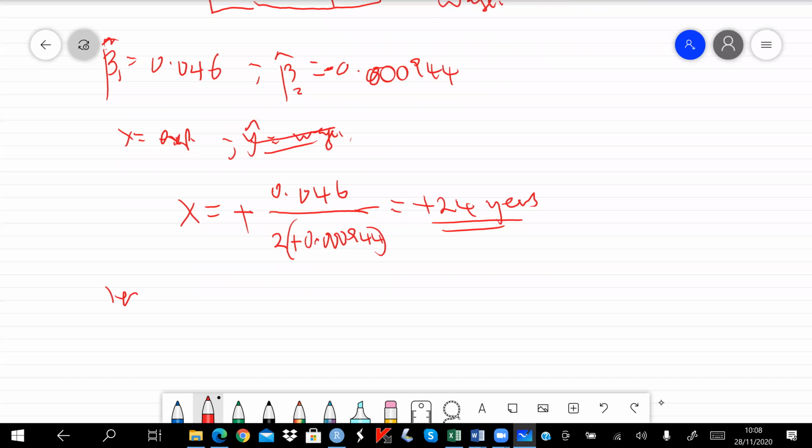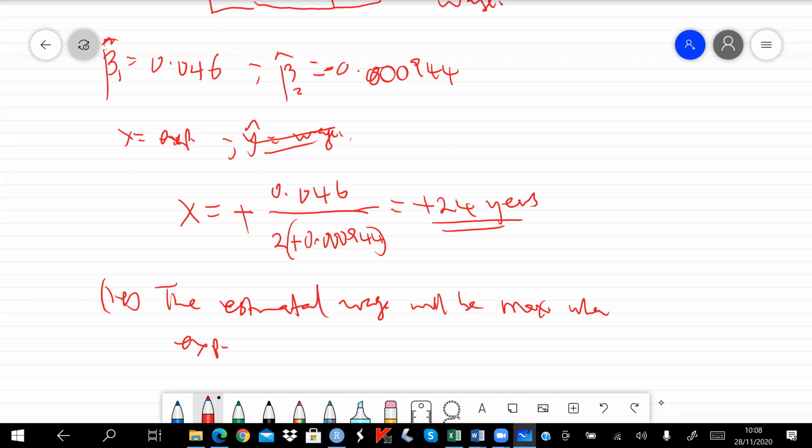So that means that the estimated wage will be maximum when experience is around 24 years. I've rounded off that value, but around 24 years. So that's the time we expect an individual to have the maximum wage. Okay, any question there?